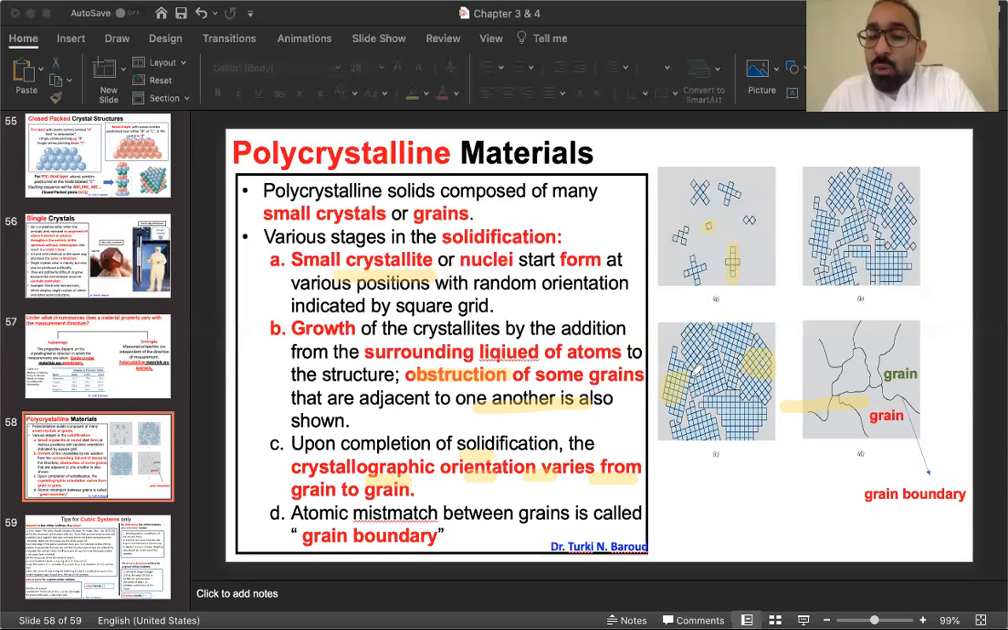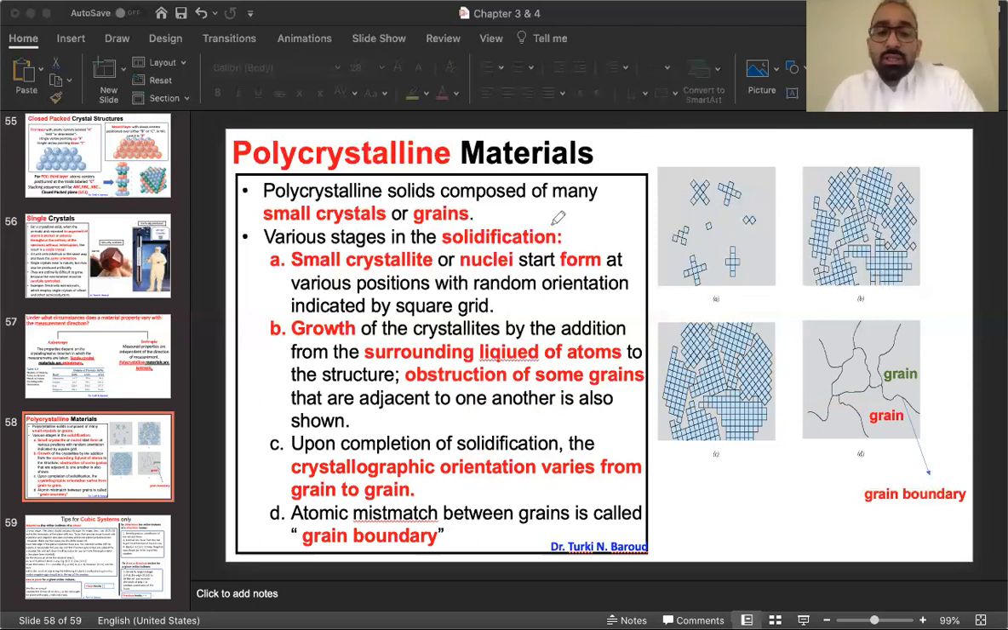Now we can call this a grain, and we can call this a grain. So we can call it a single crystal, or the grain, and the grain, and the grain. And you notice that between them there is an atomic mismatch between the atoms. There is a gap between them, right? They grow, and then they hit each other, and they cannot grow further. The gap between them is called the grain boundary. So you have grains, and then between them you have the grain boundaries.